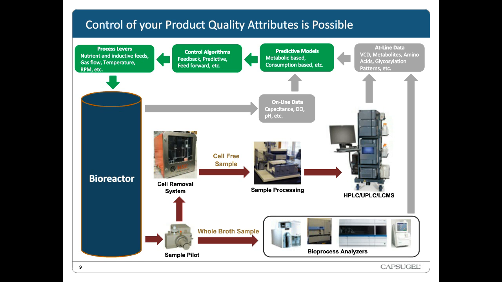You can do processing of the sample. You can do protein A on it, for example, or amino acid preparation, and then send that sample on to a downstream device like a UPLC or an LCMS. Now that you have this data, following the gray arrows, you can take your online data combined with your at-line data and feed it into the green part of the diagram, which is your predictive models and your control algorithms, to ultimately control your bioreactor. So now that you can automatically sample and automatically analyze, it is truly possible to control your product quality attributes.